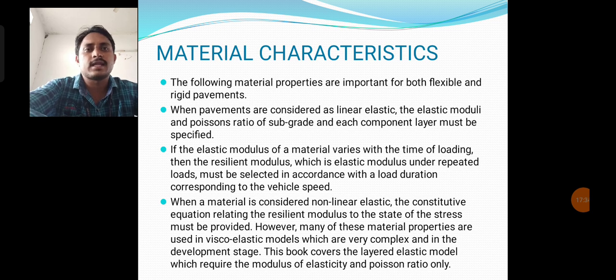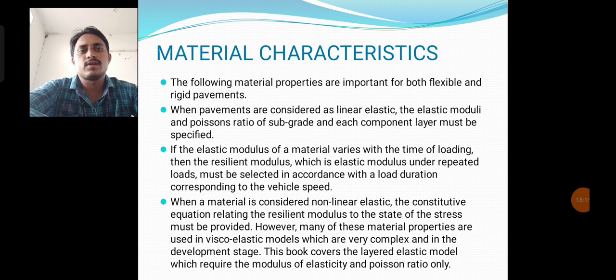So what are the material characteristics? What are the materials used in the three types of pavements, and what are the characteristics of the pavements? The following material properties are very important for both flexible and rigid pavement. In most cases flexible pavement and rigid pavement are used, and composite pavement only in rare areas. When pavements are constructed, the linear elastic modulus or elastic modulus or Poisson's ratio of the subgrade and each component must be sufficient. These are some of the properties.